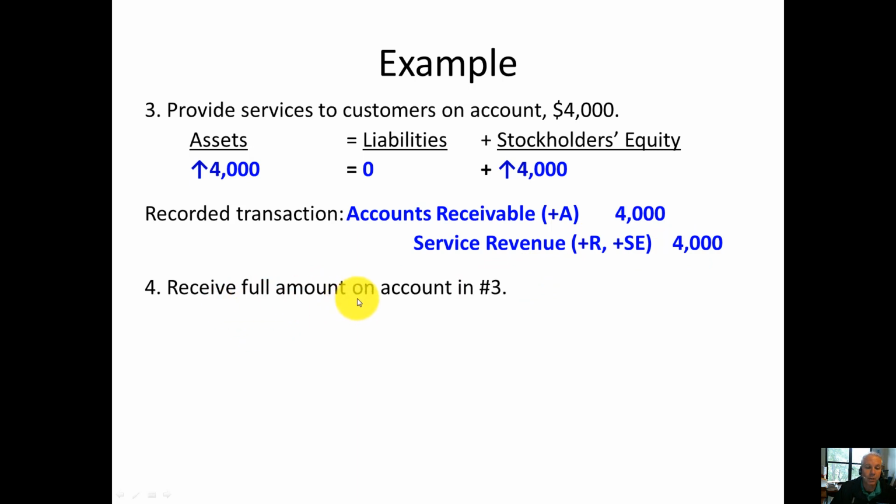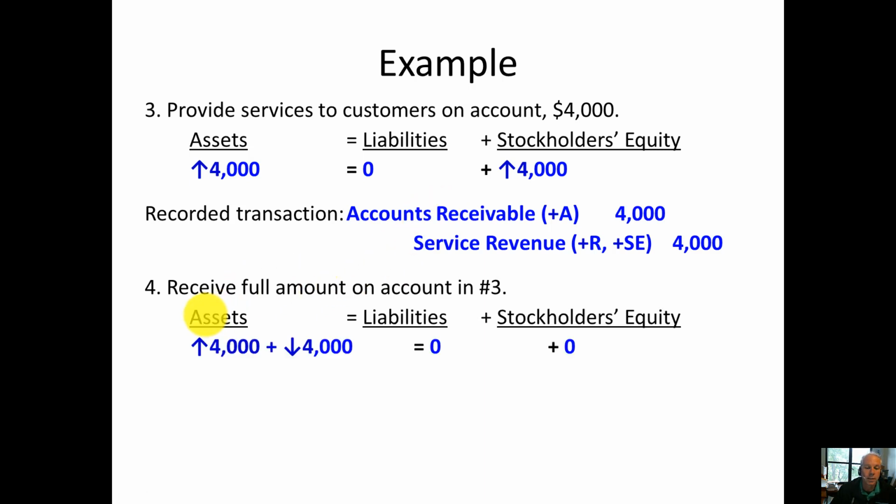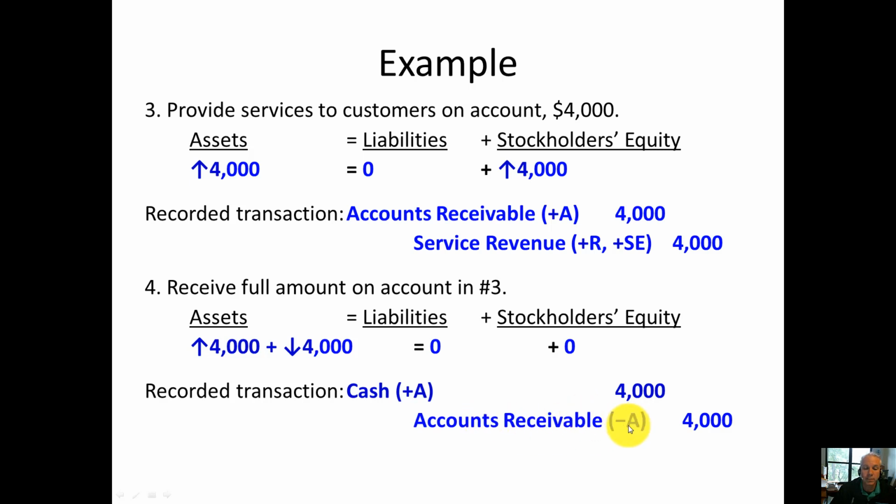Now let's receive the full amount on account in number 3. Well, remember we had a placeholder, which by the way, accounts receivable is what I call cash's best friend. When cash is not readily on site, accounts receivable steps in until cash is received. So now the cash comes in the door, so we need to swap in the cash asset for the accounts receivable asset. So in this case, one asset will increase and one will decrease by equal amounts. So we would go ahead and debit the cash asset because now that's the asset that takes the place of accounts receivable, and we no longer need accounts receivable, so we'll credit the accounts receivable asset for the same amount.